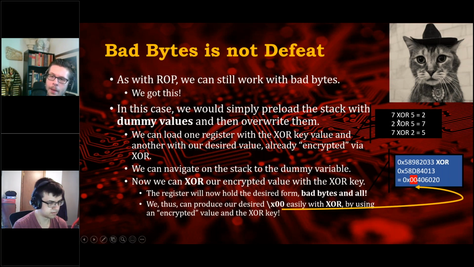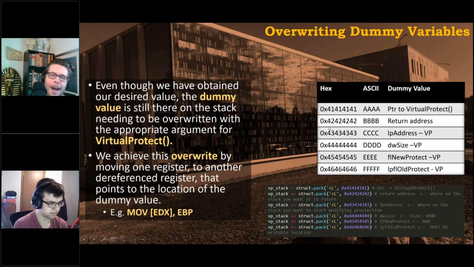Well, with exclusive OR, XOR, we can take any three values and go back and forth. So we can have an encrypted form, and then we can have the XOR key, and then we can transform it. We just plug in the encrypted form, do our XOR magic, and boom, we got it.